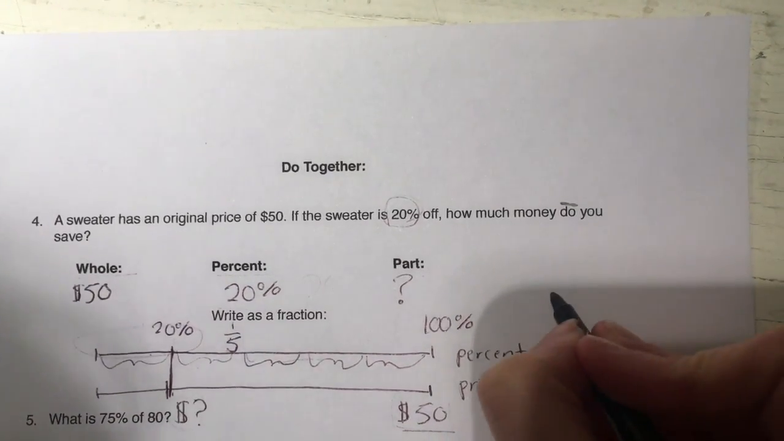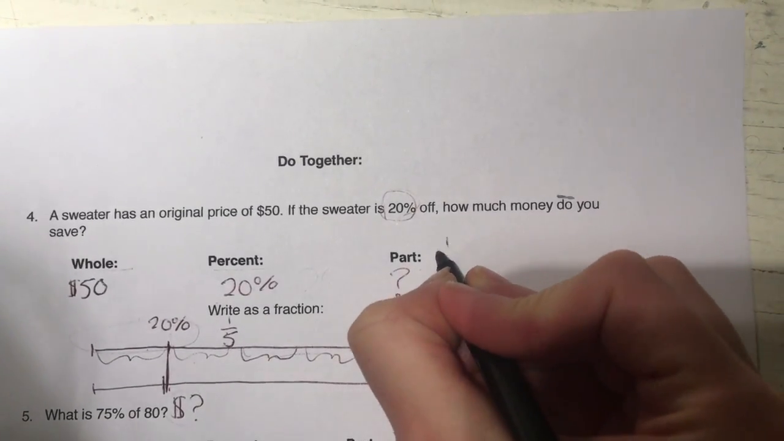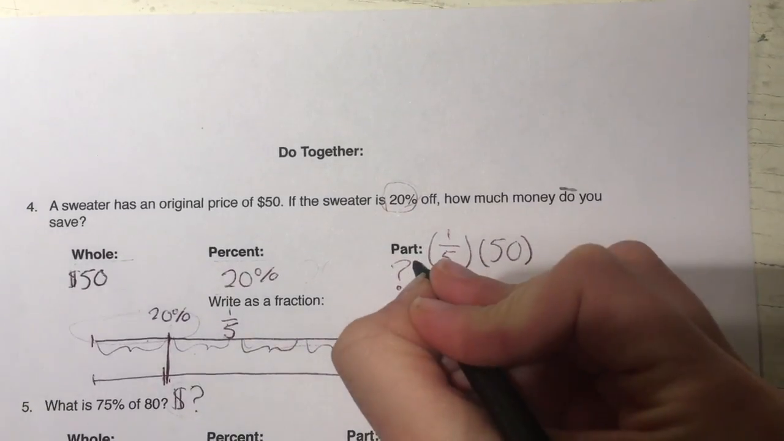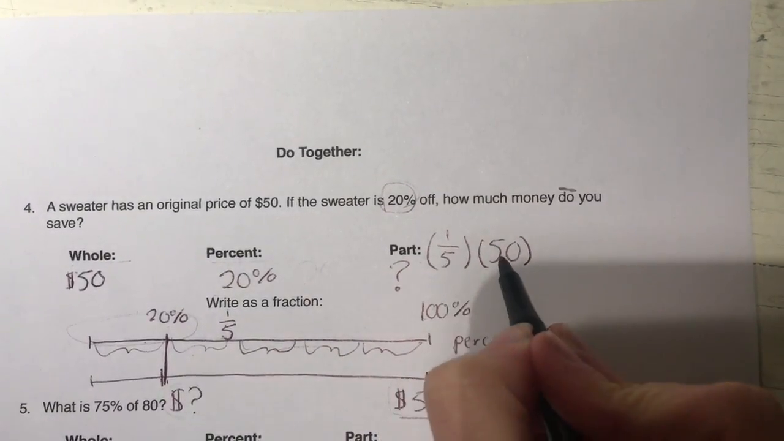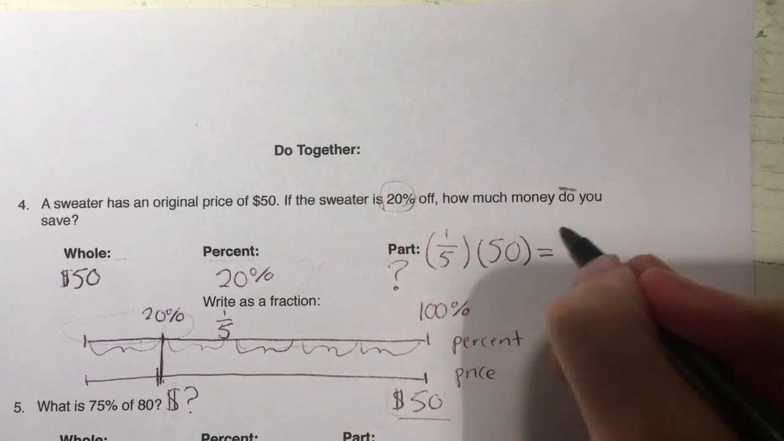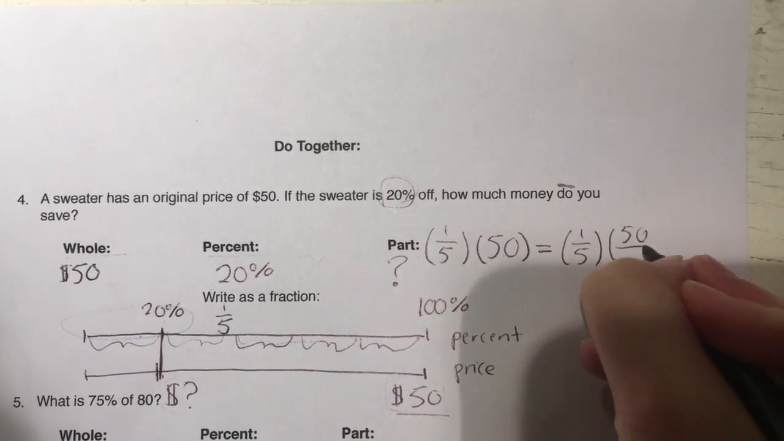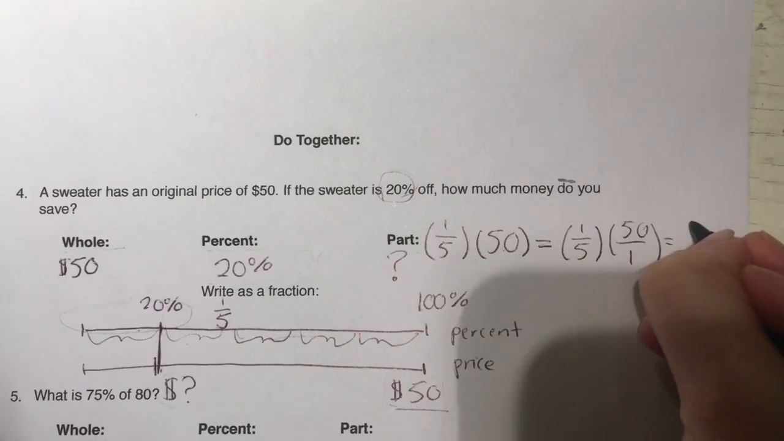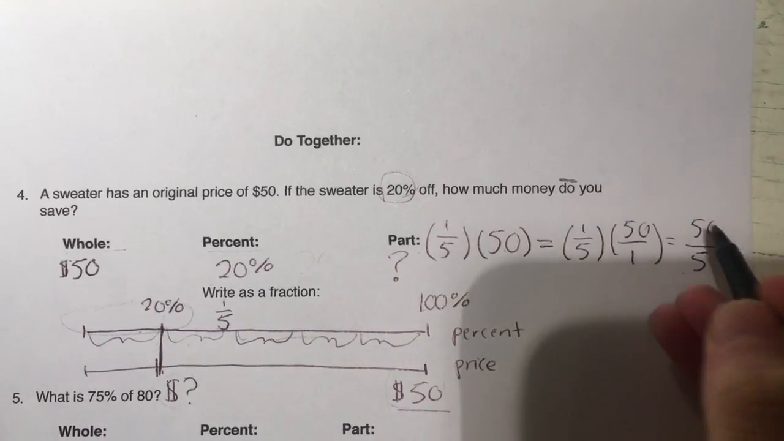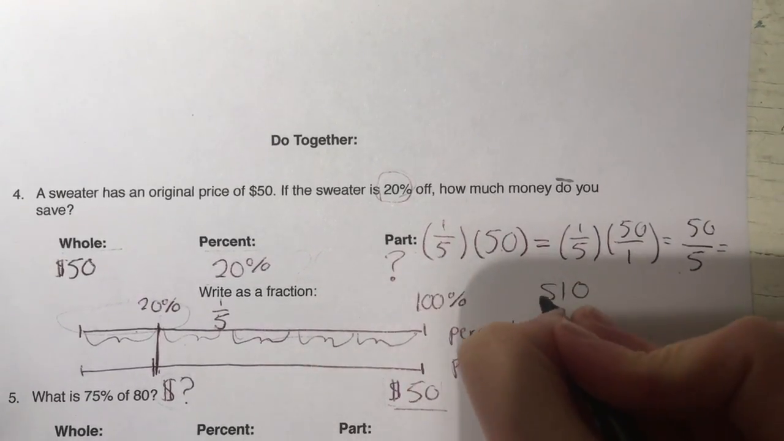So what we're really asking is, what is 1/5 times 50? And that is going to give us our part. 1/5 of $50. So here, I just have to do this multiplication. I'm going to do 1/5 times 50 over 1. The top is going to be 50. The bottom is going to be a 5. 50 divided by 5. That's going to give us 10. So our part is $10.